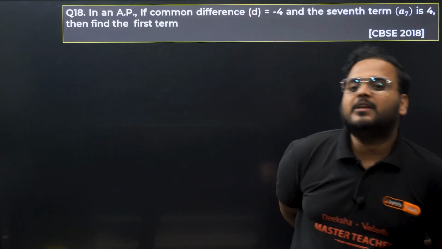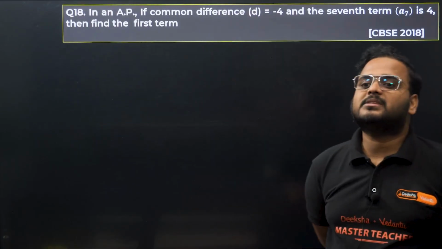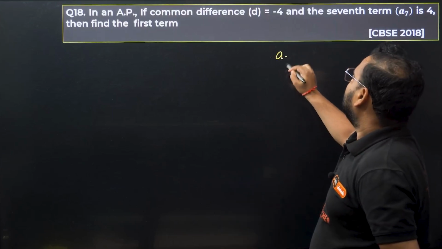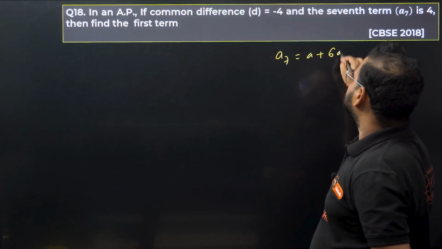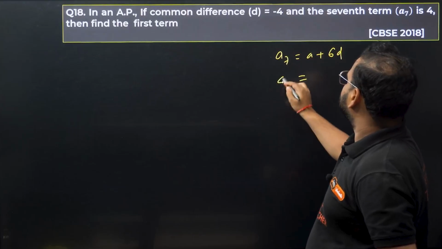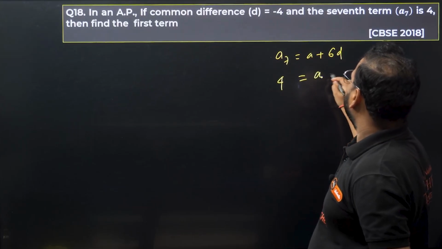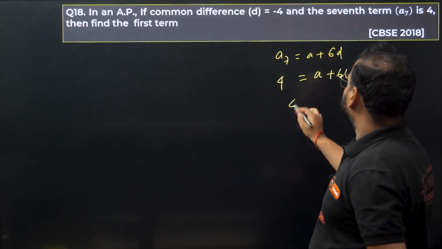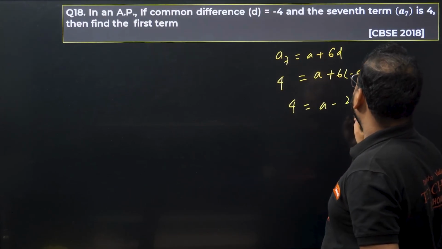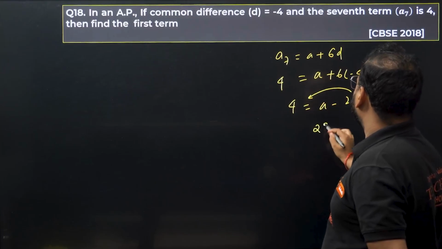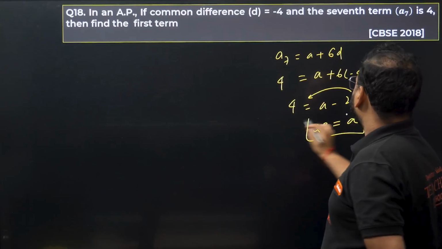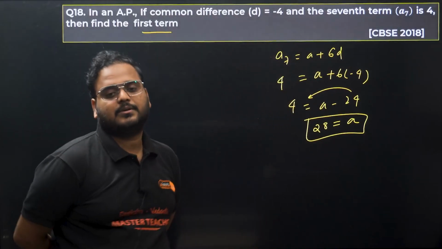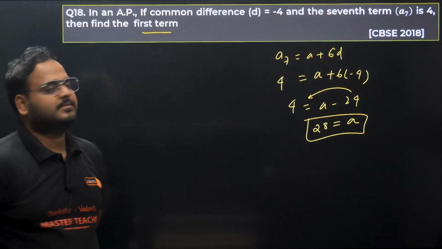In an AP, if common difference D is minus 4 and the 7th term A7 is 4, then find its first term. A7 is what? A plus 6D. A7 is given as 4. So 4 equals A minus 24, since 6 into minus 4 is minus 24. Bring this over here, I get 28 equals A. That's my first term. Please cross check. Question number 18 is over.